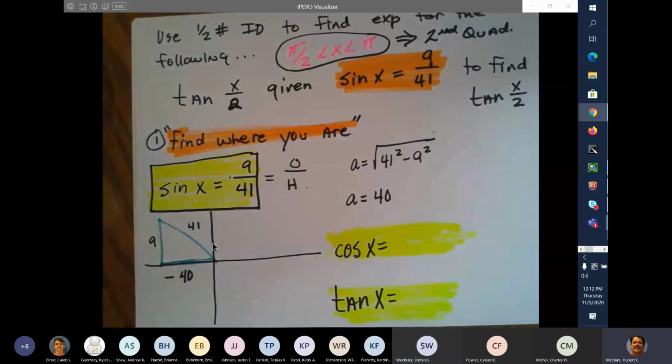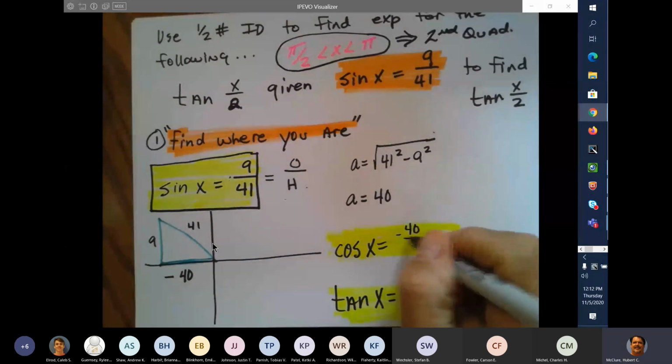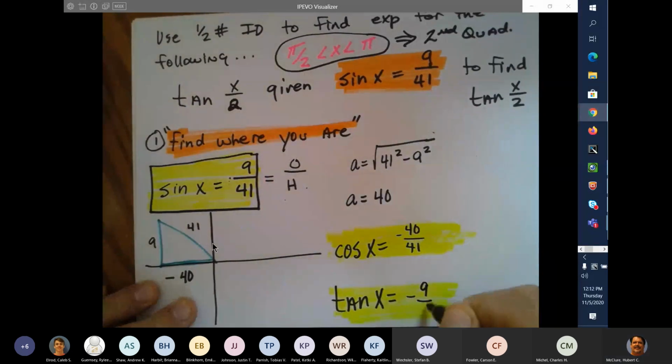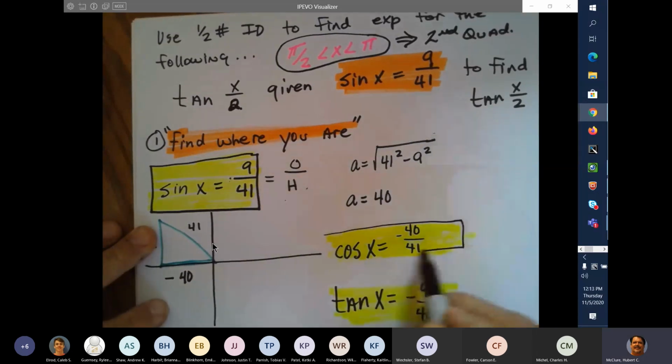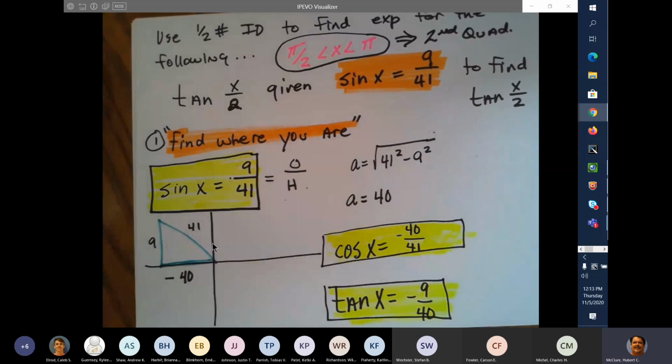Okay, so cosine, adjacent over hypotenuse. So that's going to be negative 40 over 41. Tangent, opposite over adjacent, is 9 over negative 40. So we've got all we need to do anything we want to with the identities that use sine, cosine, and tangent.